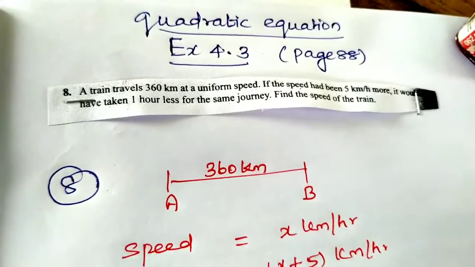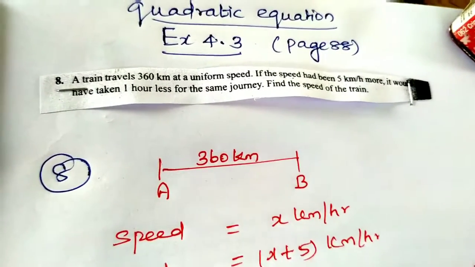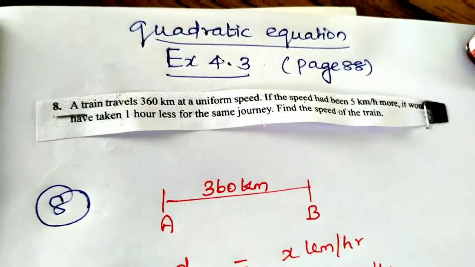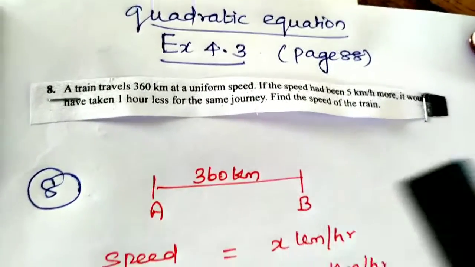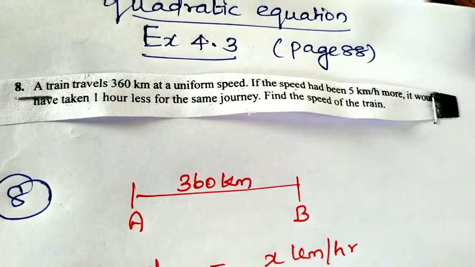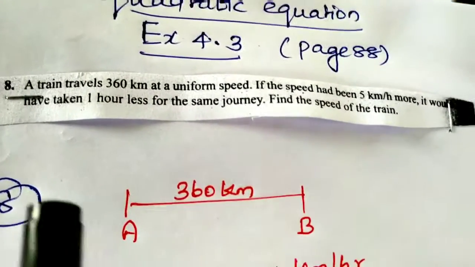Dear students, good morning. We will learn quadratic equations from the NCERT book, page number 88, exercise 4.3. They gave a statement sum. For the given statement, we have to frame a quadratic equation and then find the solution. A little bit interesting sum also.